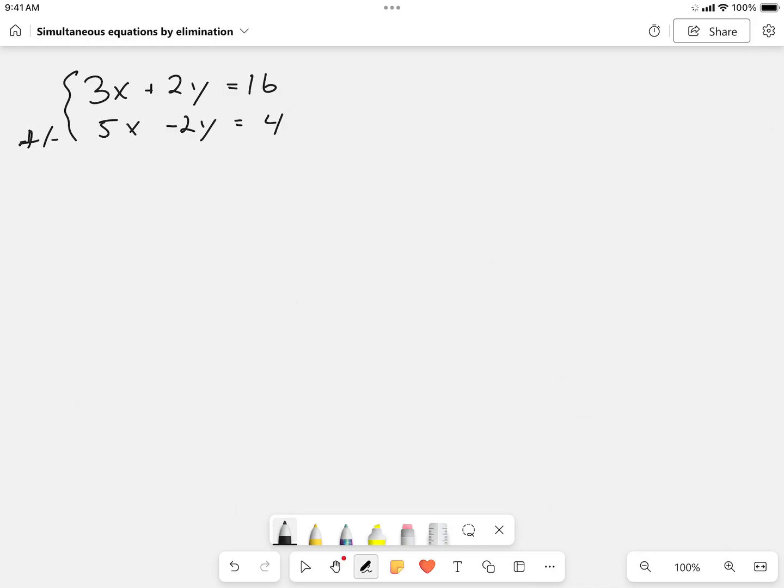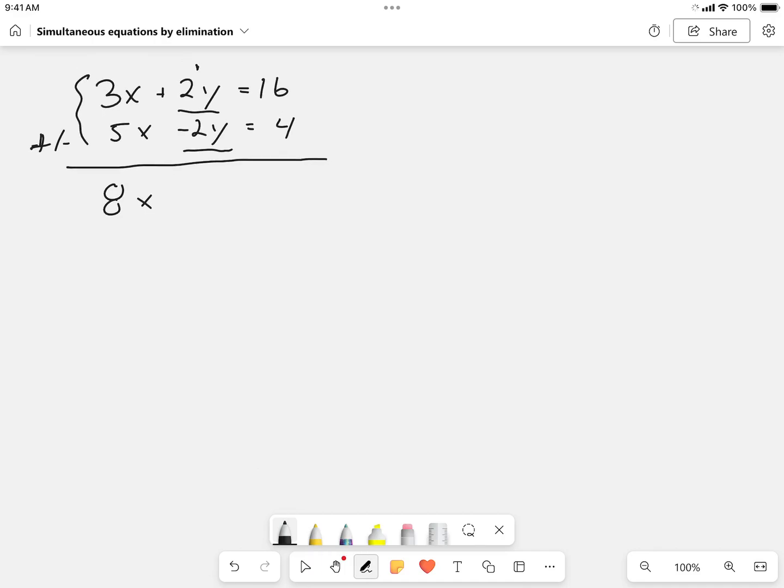And so the trick we're going to do on this first one is, we notice that this has a plus 2y right there, and this one has a minus 2y. So I'm going to add these two equations together, and you should see what I mean. If I take the 3x plus the 5x, that's going to give me 8x. The 2y minus 2y, so that's plus and minus, is going to give me 0. And then 16 plus 4 is going to give me 20. So it's going to give me 8x is equal to 20.